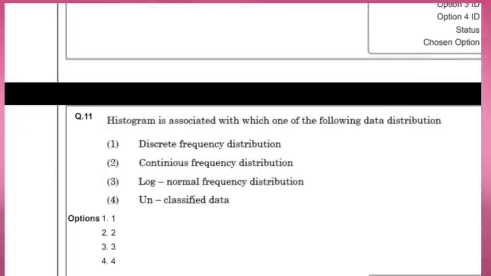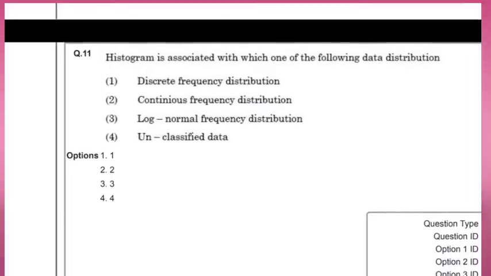And the next question: Histogram is associated with which one of the following data distributions? This is a very interesting question, and the answer is 1. Discrete frequency distribution is the correct answer, option 1.